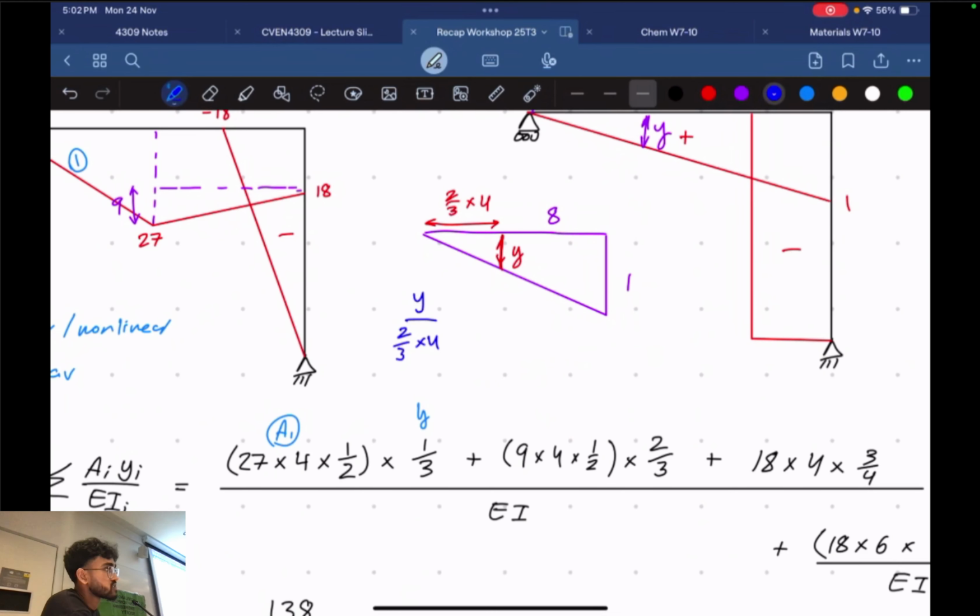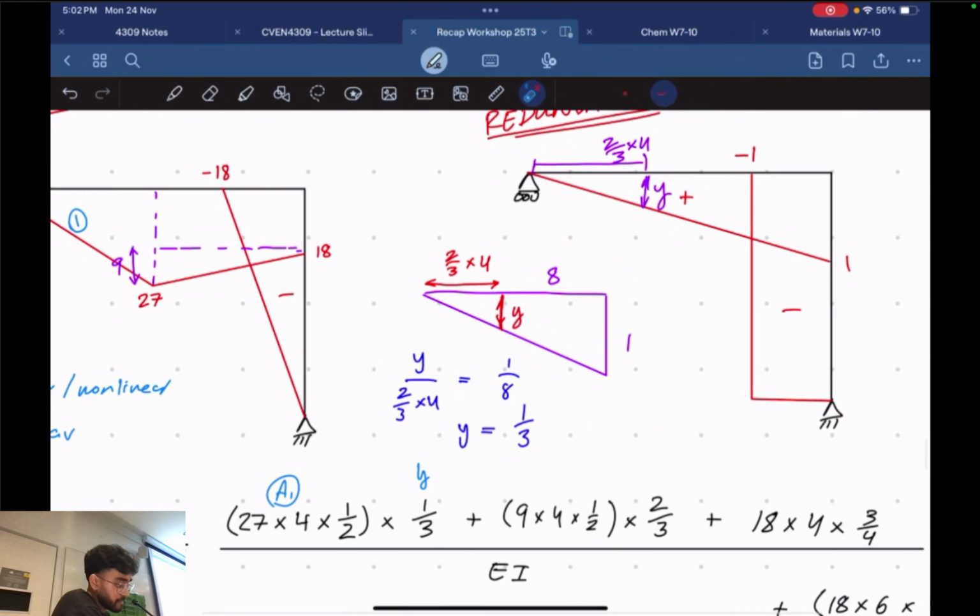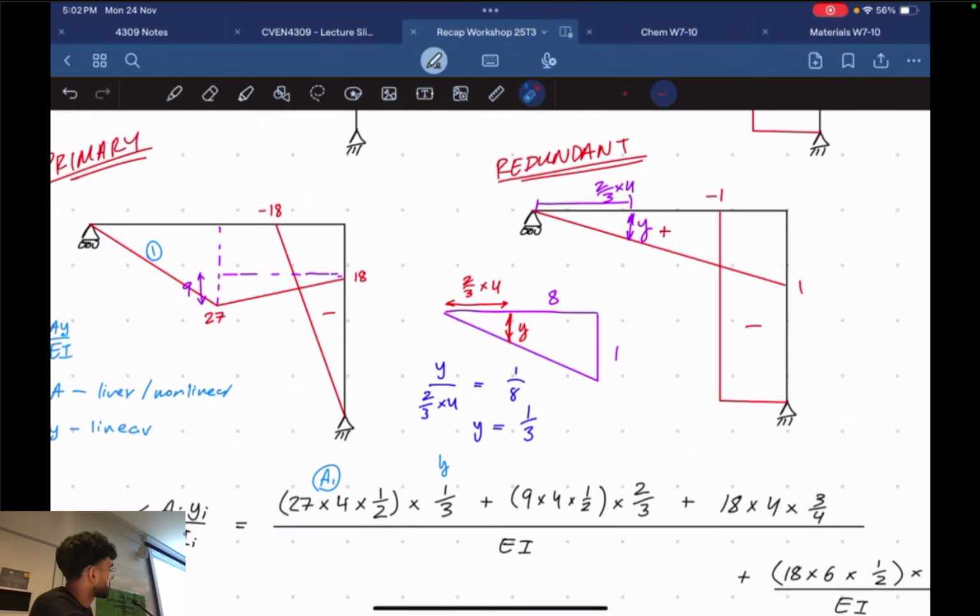Wait, does everyone understand how similar triangles work? Or do I have to explain that as well? Okay, I'm going to take that as a yes. Is equal to 1 on 8. So the height divided by the length. The ratio should be the same. So when I rearrange for y, I end up getting 1 on 3. Yeah? The other way to kind of understand, I'll explain it later as well. But you're just going to repeat that for each shape as well.